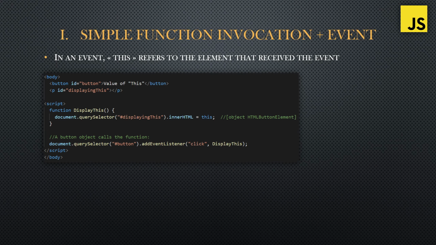In an event, this refers to the element that received the event. Imagine you have an HTML document with a button and a paragraph for displaying the value of this. Then you select the button, you add an event listener, and when the user clicks on the button, you write in the paragraph the value of this, which will be the HTML button element, since this is the button that received the addEventListener.